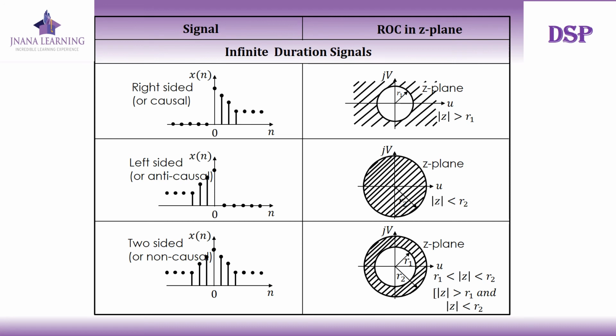And for a two-sided sequence, that is if x of n is an infinite duration two-sided sequence, the ROC will consist of a ring in the Z plane bounded on the interior and exterior by a pole, not containing any pole. See here, R1 is the radius of the smaller circle and R2 is the radius of the bigger circle. So R1 less than mod z less than R2. That shaded portion will be the region of convergence in case of a two-sided sequence.